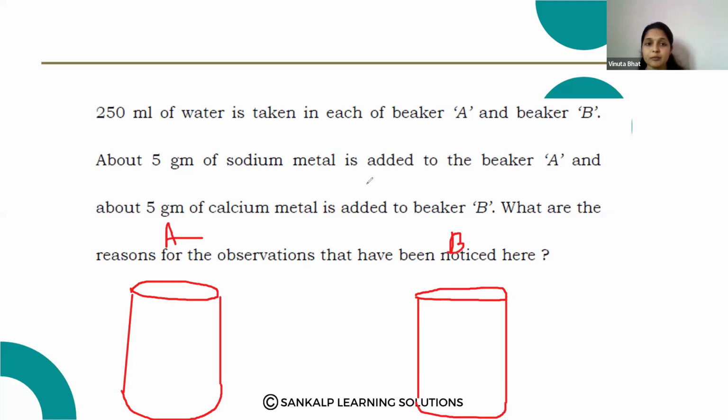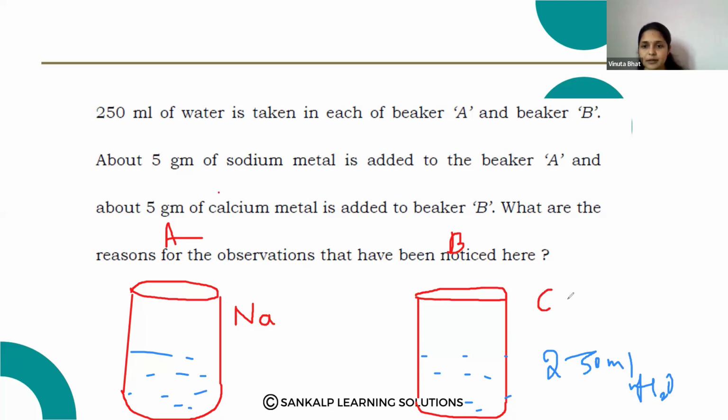Here 250 ml of water, H2O, is taken in each beaker. For beaker A, sodium metal, Na, is added. And for beaker B, calcium metal is added. Okay. So what are the reasons for the observations that have been noticed here?